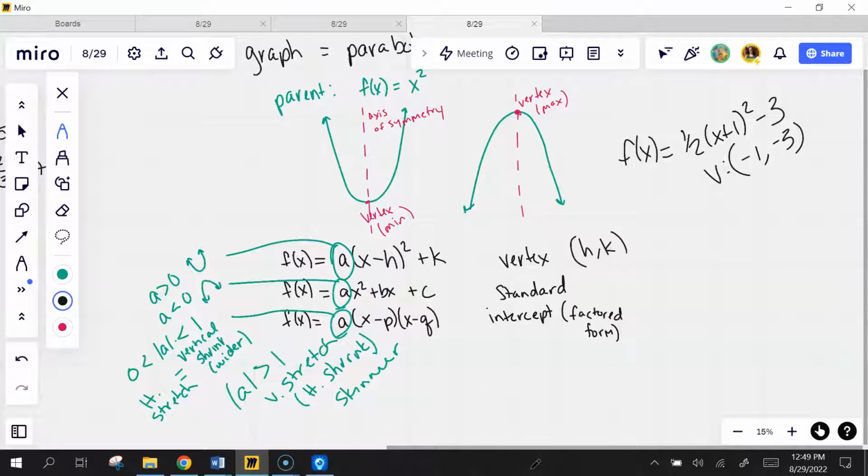You didn't learn this in Algebra 2? Huh? Opposite sign. Remember, because that's moving it left. It's okay. It's all right.